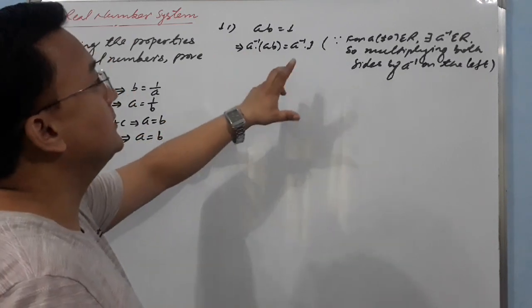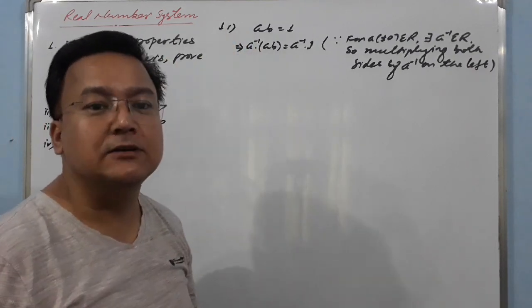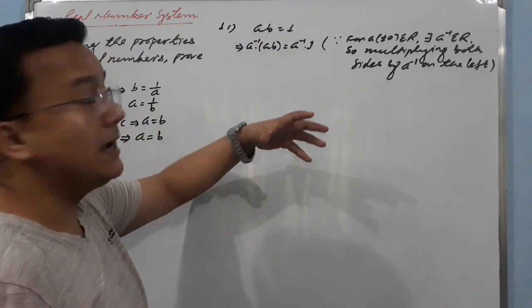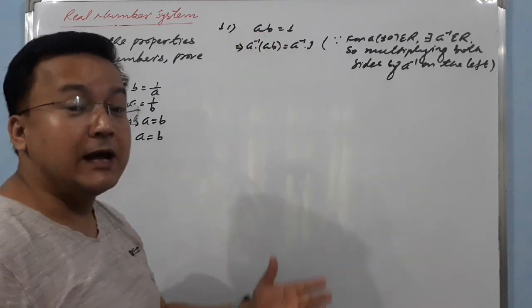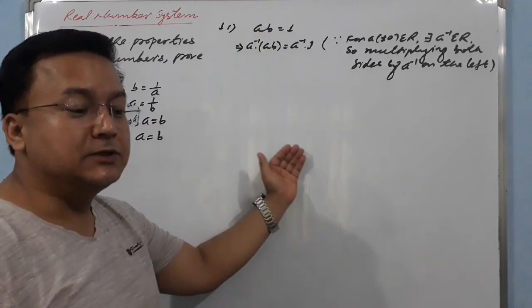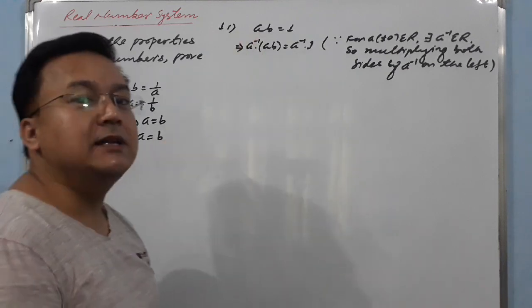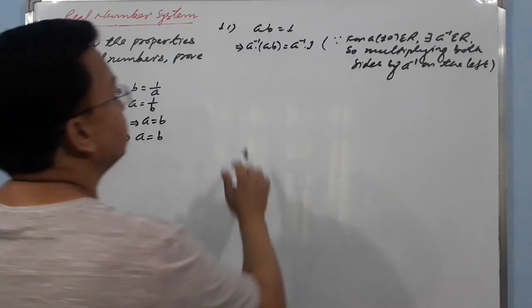For a not equal to 0: definitely here neither a is equal to 0 nor b is equal to 0. Otherwise, if a is equal to 0, then 0 times b is 0, and if b is equal to 0, then a times 0 is equal to 0, but on the right hand side we have a 1. So this shows that neither a nor b is equal to 0 here.